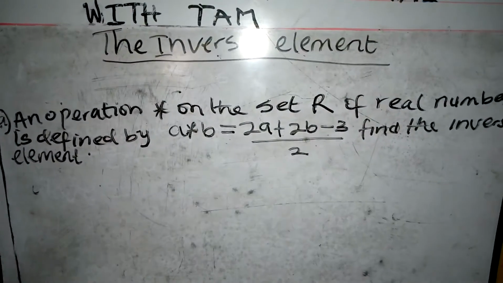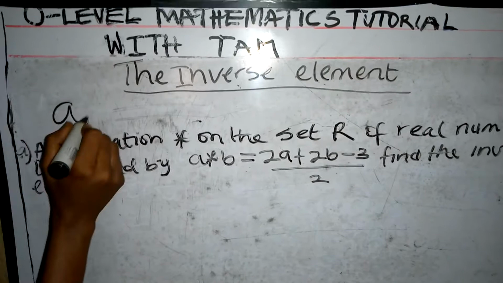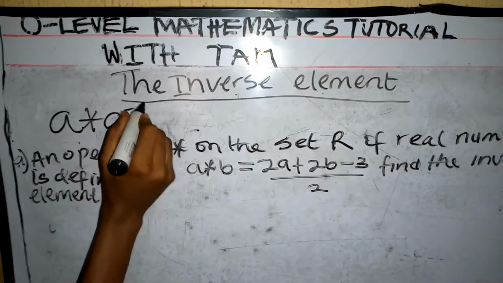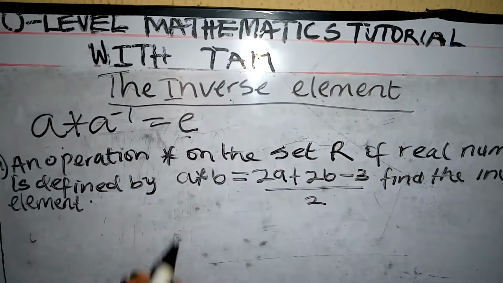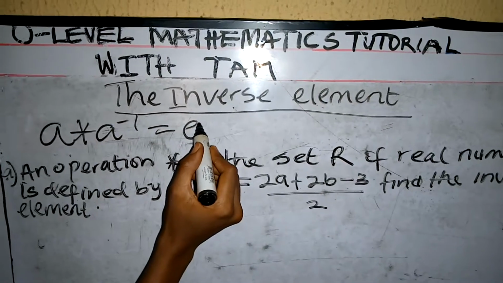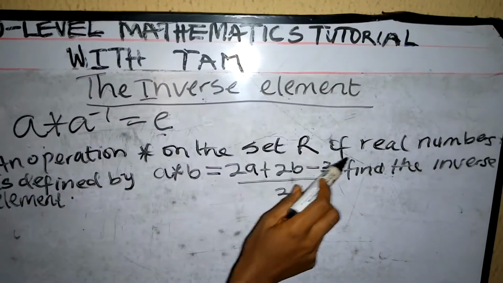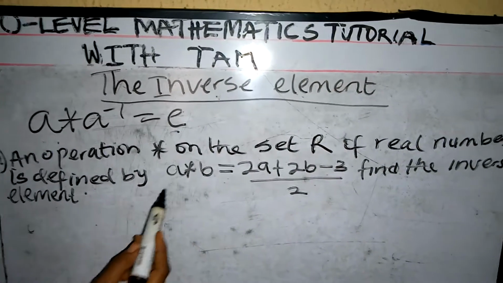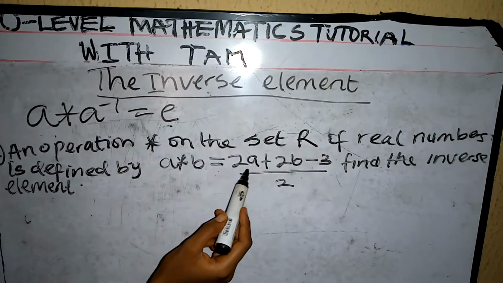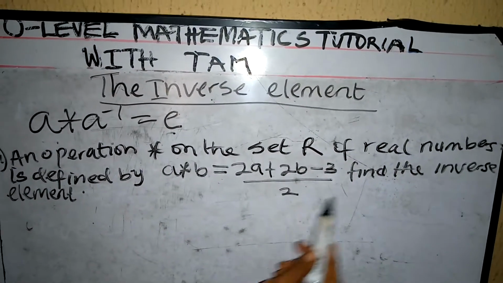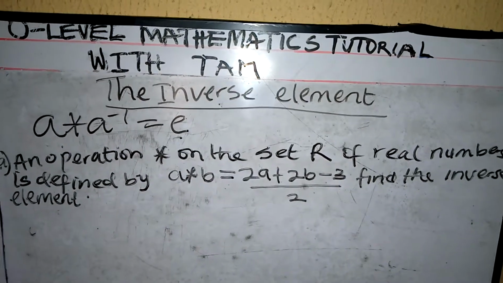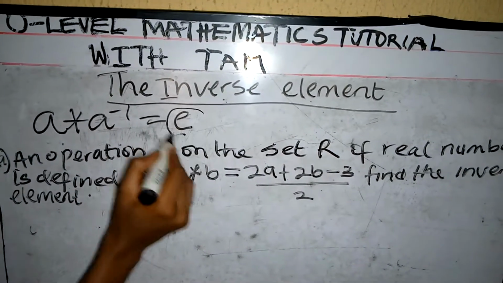The inverse element. The formula for the inverse element is A star A inverse equals E. You know that E means the neutral element or the identity element. An operation star on a set R of real numbers is defined by A star B equals 2A plus 2B minus 3 over 2. To find the inverse element, you must first get this E.